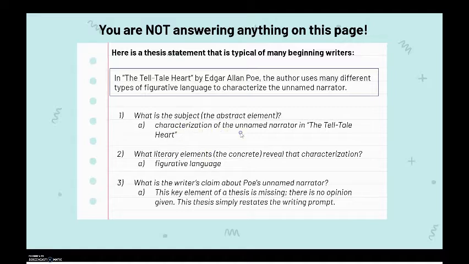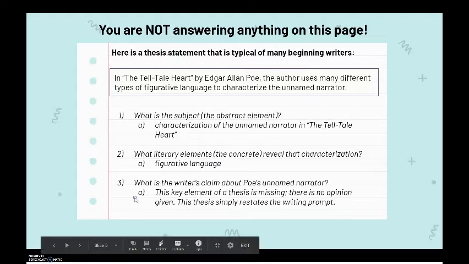What is the abstract element that this thesis statement is discussing? We have the characterization of the unnamed narrator in The Telltale Heart. Characterization, this is an idea. But what literary elements or concrete will reveal that characterization? What are we going to use to discuss the abstract? We're going to use the figurative language. Figurative language is the concrete because I can see it. I can physically see it in the text.